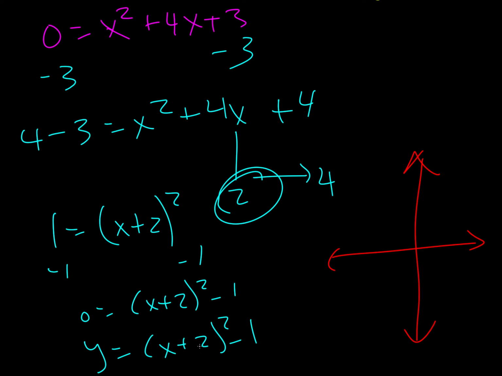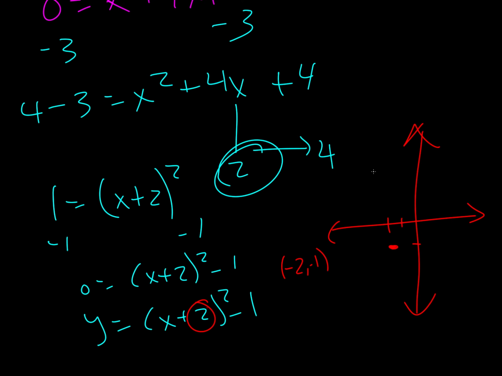So we find the vertex. Once again, we change the sign here, so it's -2, and we keep the sign there. So it's -2, -1. And we need to find the y-intercept as well. So we plug in 0. So y equals 0 plus 2 squared minus 1. 0 plus 2 is 2. 2 squared is 4. 4 minus 1 is 3. So we're going to cross at 3.